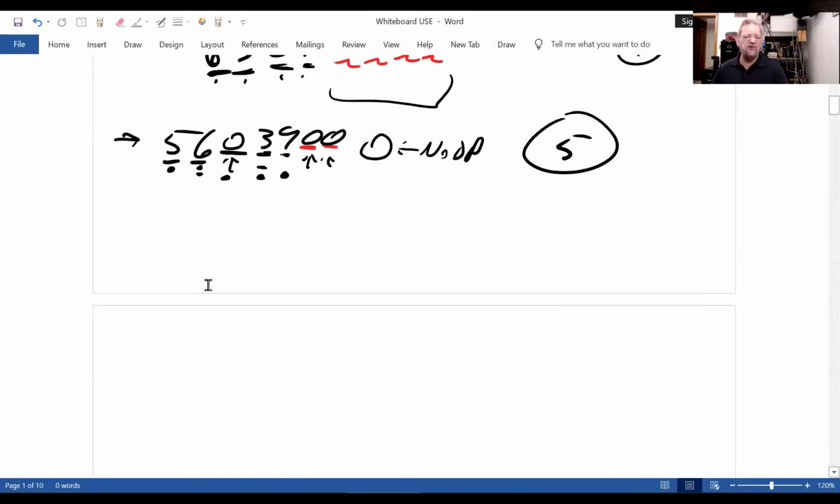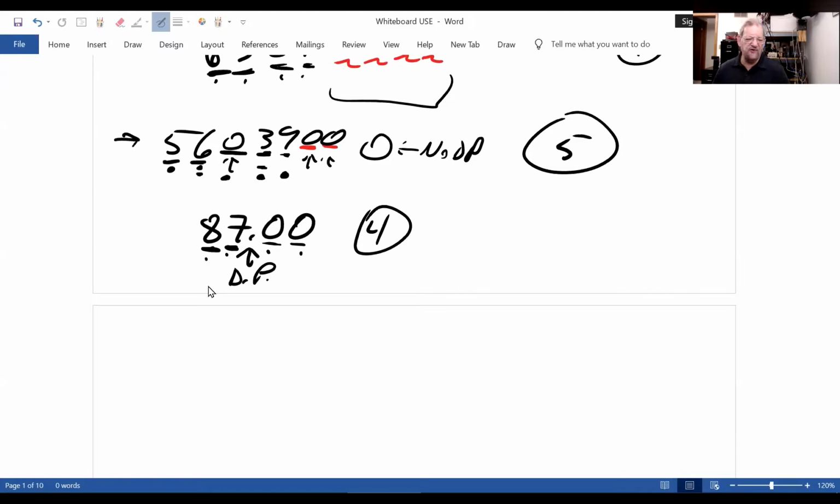Now, for numbers with a decimal point, the zeros after that are significant. And if I look at this number, how many significant figures are in there? All non-zero numbers are significant. And look, there's a decimal point. And therefore, zeros after the decimal point are significant. So this would be 1, 2, 3, 4. And that would have 4 significant figures.